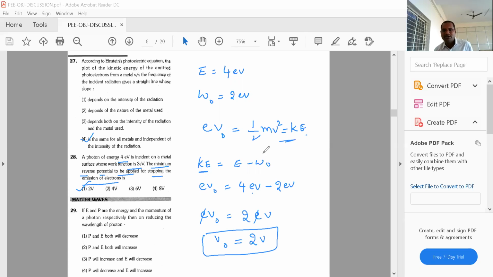Got it, students? Understood? No? Question number 28 is 2 volts. Yes, it is also over. Next.